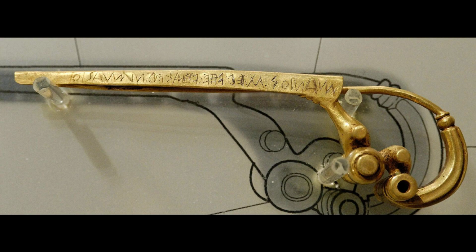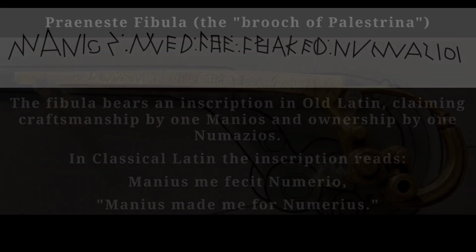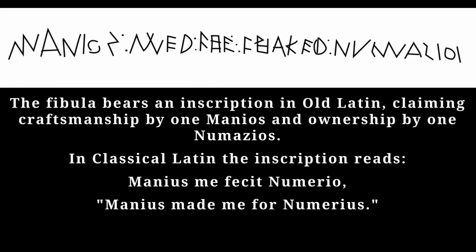The oldest surviving example of independent Latin writing is the Praeneste Fibula, the brooch of Palestrina, a golden brooch from around 600 BC. And here's something fascinating. It was written from right to left, just like some ancient scripts. It wasn't until the 4th century BC that left to right writing became standard.